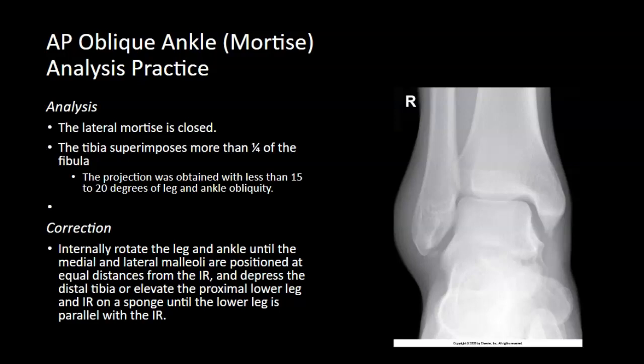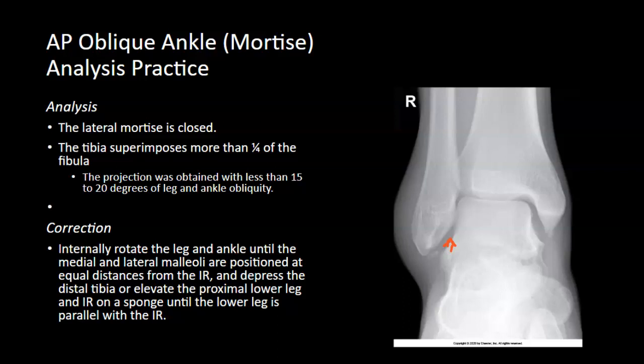Let's take a look at our mortise practice analysis. We know that in this projection, we are looking for an open joint space, okay? And in this projection, you can see that the lateral mortise here is closed, okay? The medial looks open, but what you want to determine here is, are we insufficiently rotated or excessively?